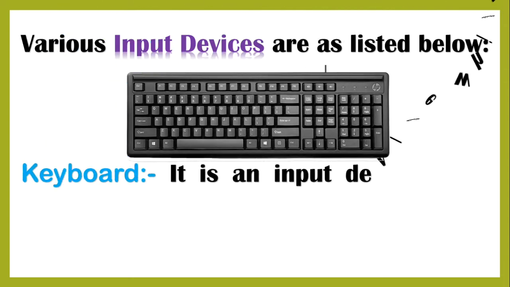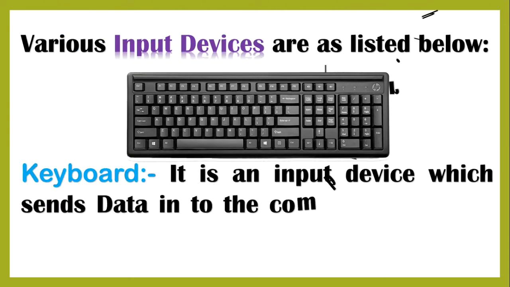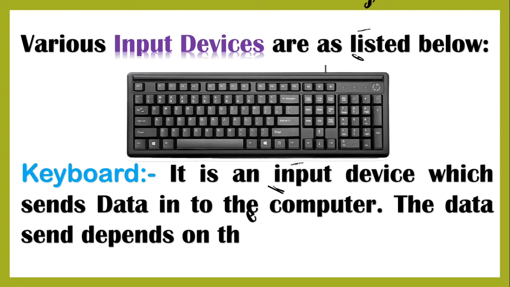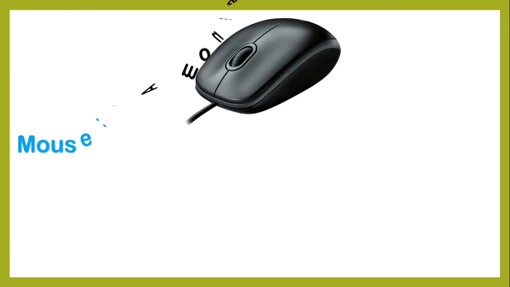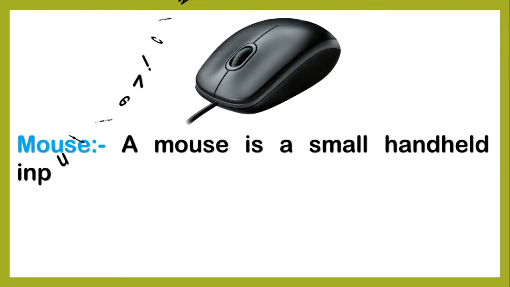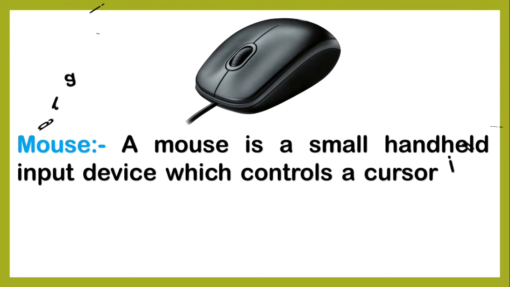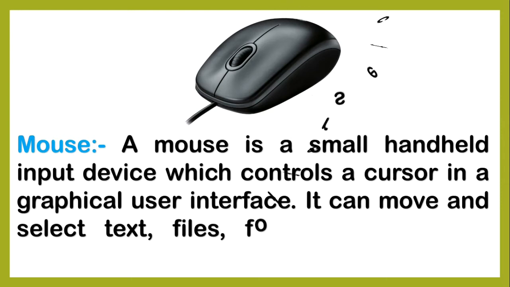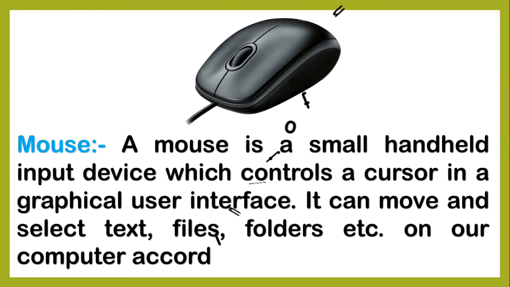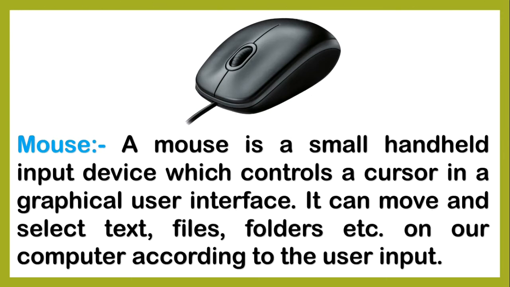Keyboard. It is an input device which sends data into the computer. The data sent depends on the key pressed by the user. Mouse. A mouse is a small handheld input device which controls a cursor in a graphical user interface. It can move and select text, files, folders, etc. on our computer according to the user input.